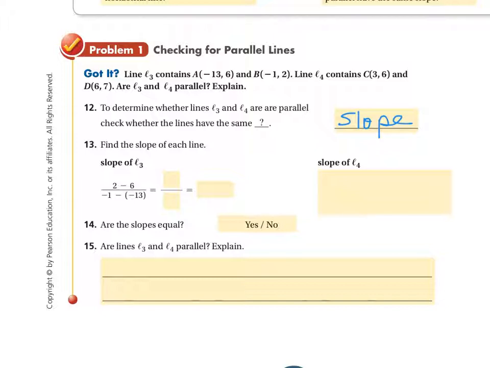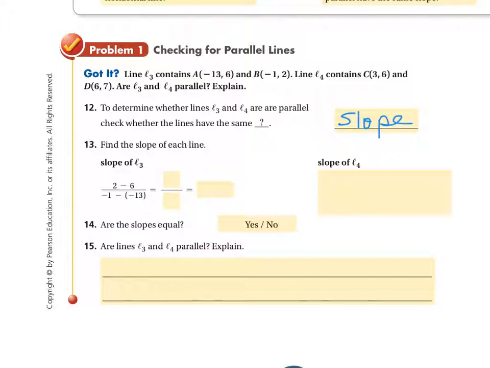And we're going to find the slope of each line. So the slope of line 3 has the points A and B. And so we're going to put the y coordinates of A and B in the numerator and the x coordinates of A and B in the denominator. Notice we started with the y coordinate of B in the numerator, and so we're going to use the y coordinate of A also, and then the x coordinate of B first and the x coordinate of A second.